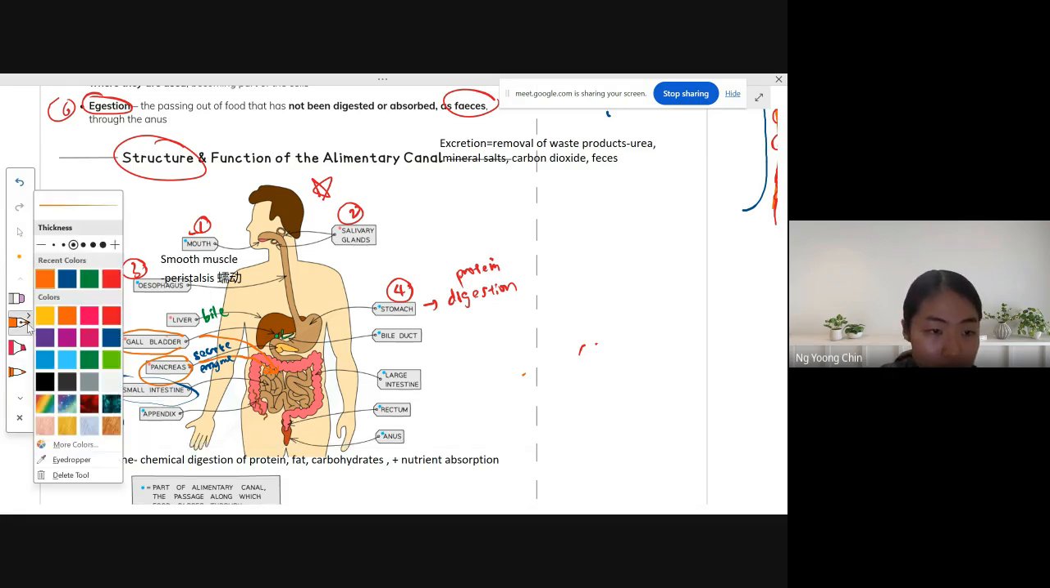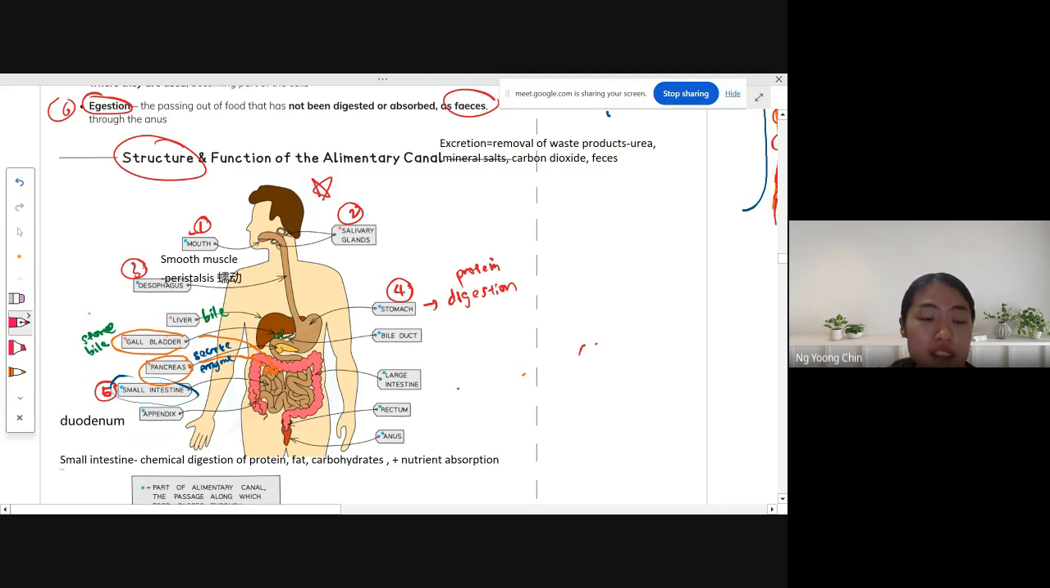So after the small intestine undergoes nutrient absorption, now the contents will enter into the large intestine. From the large intestine, there will be absorption of water and mineral ions, just like I mentioned just now. And then they will enter into the rectum and be released by the anus as feces. So that is the whole process of the alimentary canal.